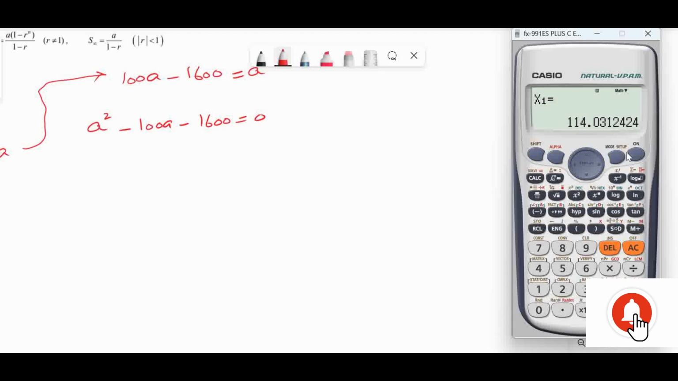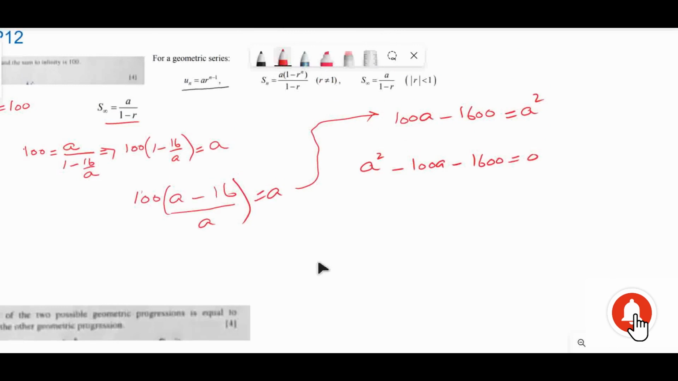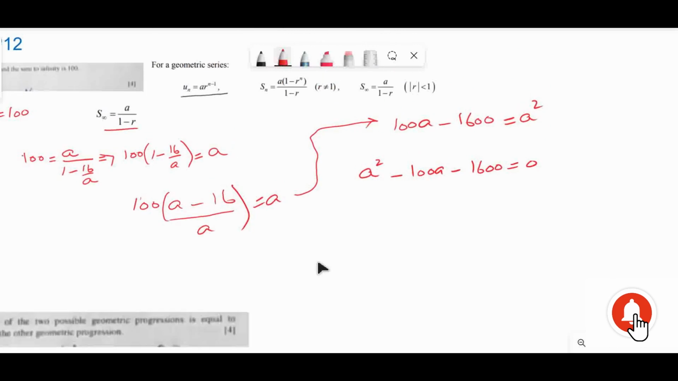Our calculator is in radian mode, so first of all we need to convert it. Now just put the values over here. But before this, let's see the working again, 1 minus r. Okay, fine. As we are moving this to this side, so this must be plus 1600.